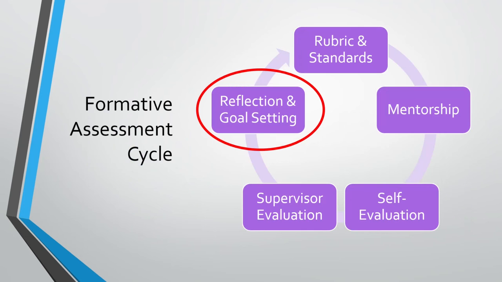So I'll go back here. So here we have the mentorship. Then toward the end of the semester, there would be a self-evaluation with the Olimer rubric that we present in the book. And then, of course, the self-evaluation should be compared with the supervisor evaluation using the same rubrics. What happens after the instructor and supervisor have filled out this rubric and evaluated the instructor is a reflection and goal setting meeting. So this meeting is where the findings are discussed.